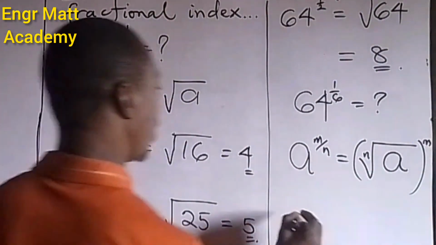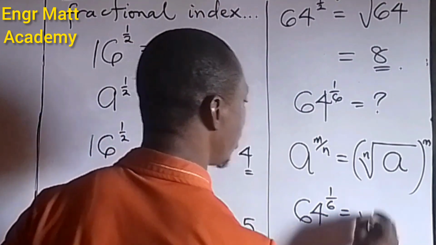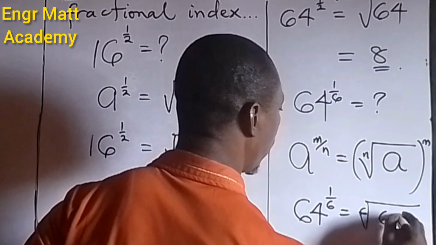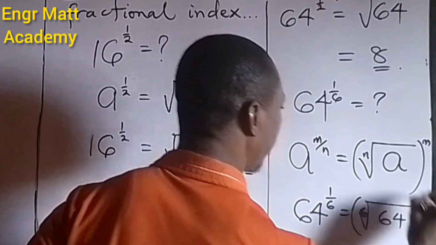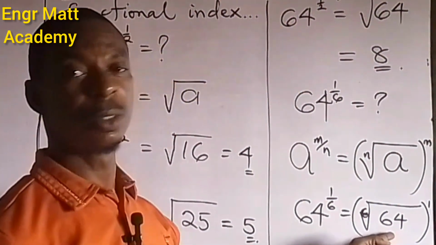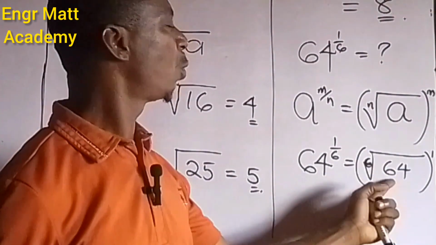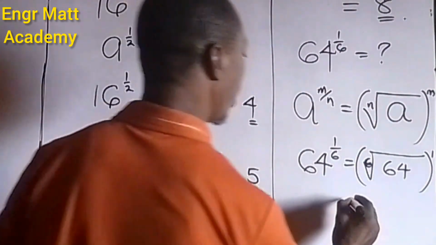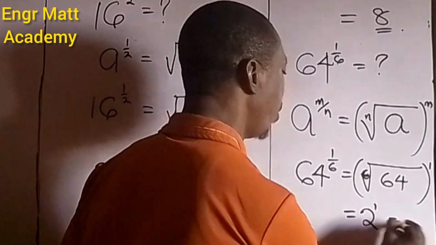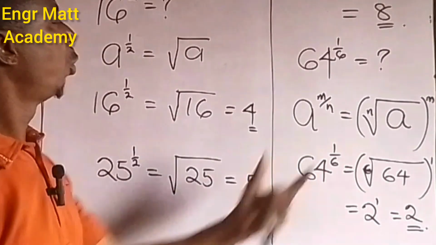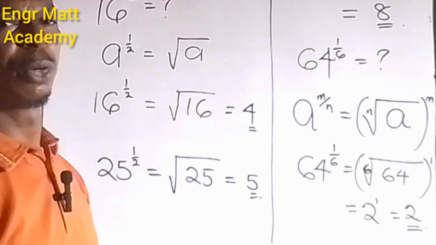So we say 64 raised to the power 1/6 is equal to the sixth root of 64. And the power is 1. What is the sixth root of 64? The number that will multiply itself 6 times to give us 64. That number is 2. And 2 raised to the power 1 will remain 2. So this rule is just an extension of this rule. Let's see another problem.